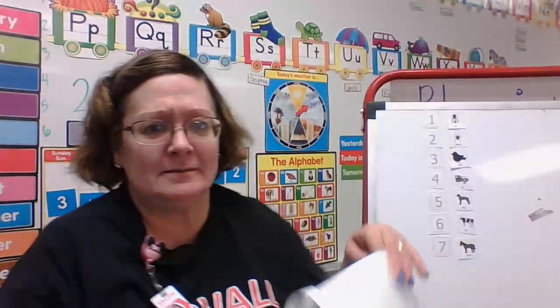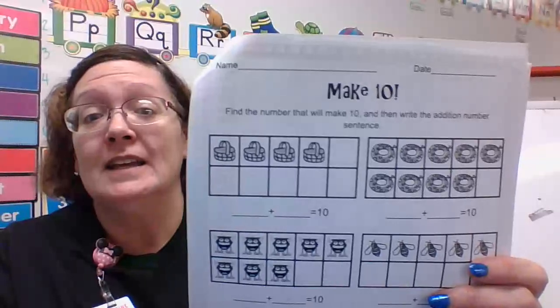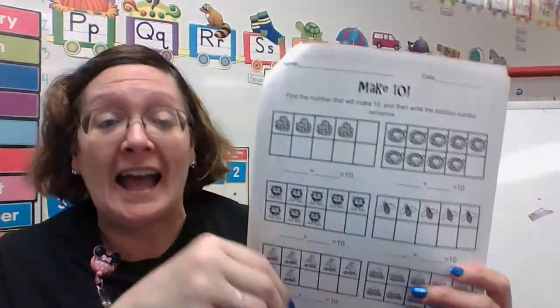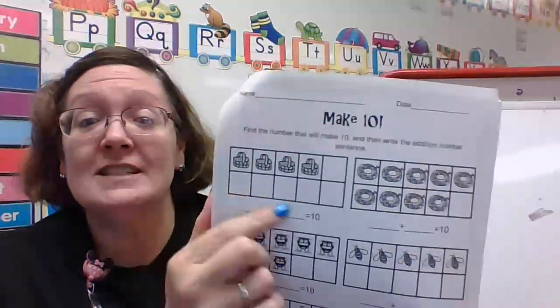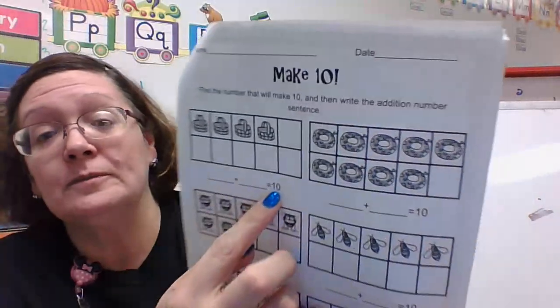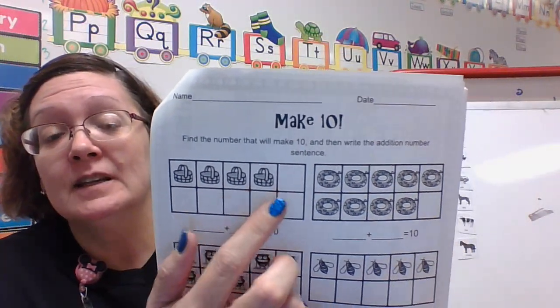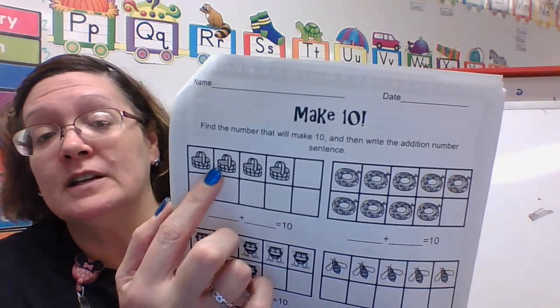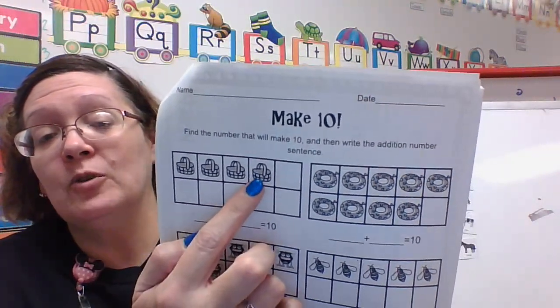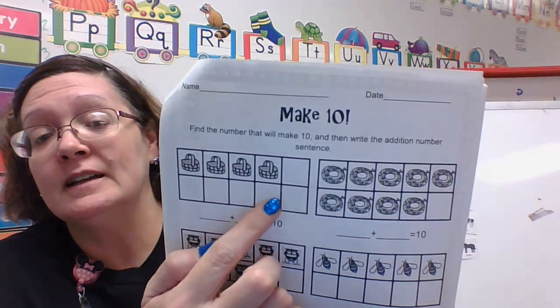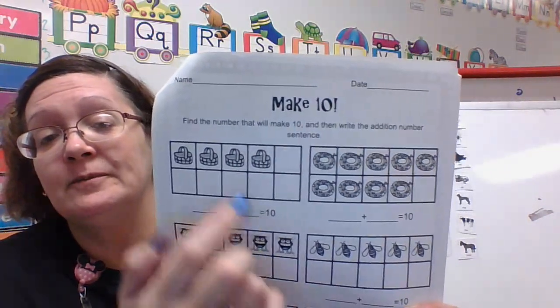It fell down. Okay, so your homework today for Wednesday, we are talking about adding and getting to the number 10 as our sum, our total. Okay, so you have 4 baskets. So that's 1, 2, 3, 4. 4, and how many more do you need to get to 10?